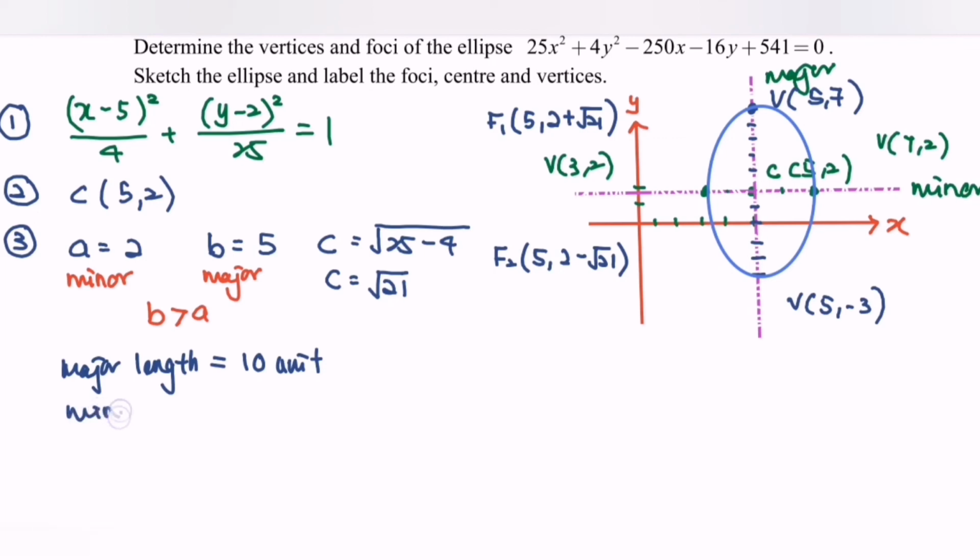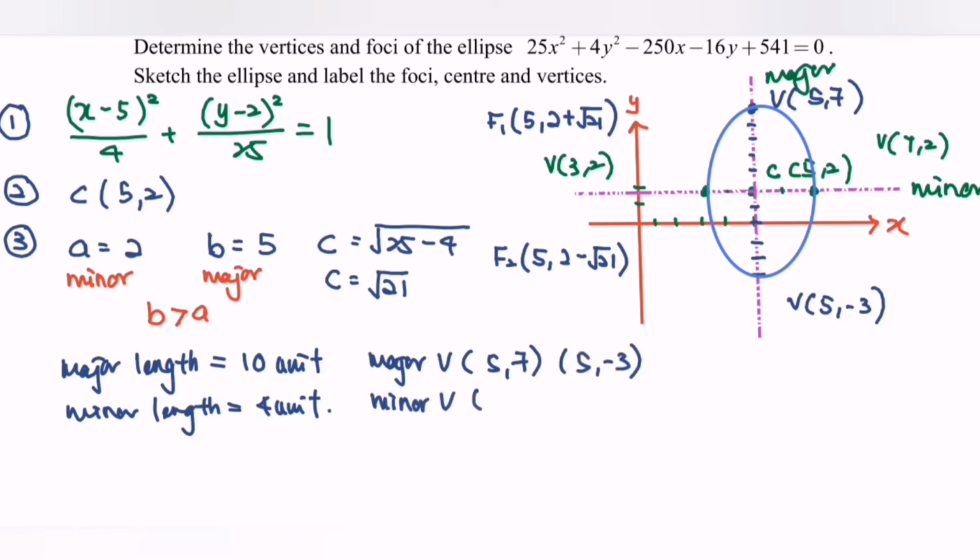Next, we have the minor length, which is equal to 4 units. For the major vertices, we have 5, 7, then 5, negative 3. For the minor vertices, we have 3, 2 and 7, 2. For the foci, we have 5, 2 plus the square root of 21, and 5, 2 minus the square root of 21. So that is the solution for this question.